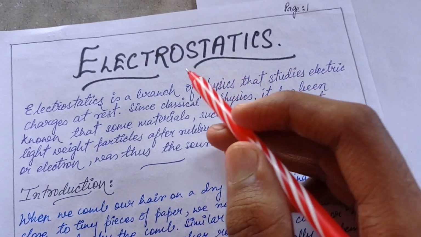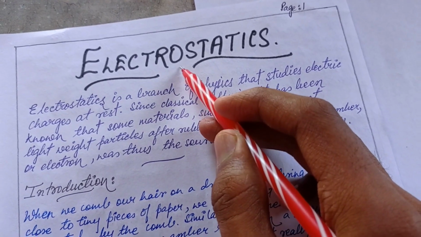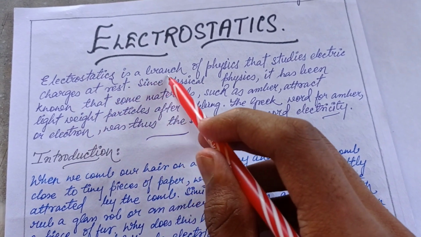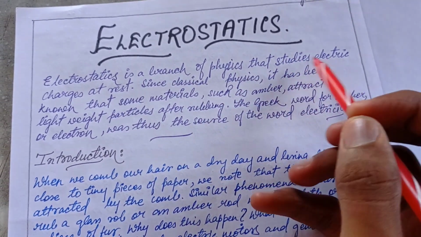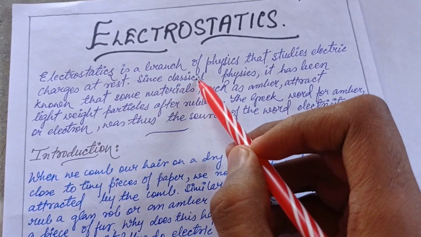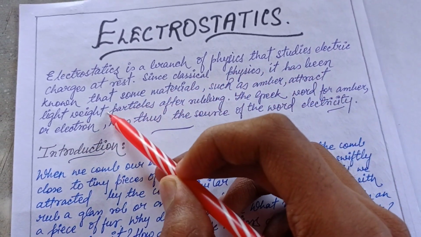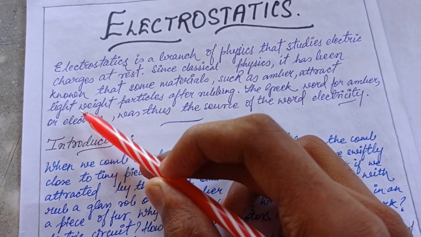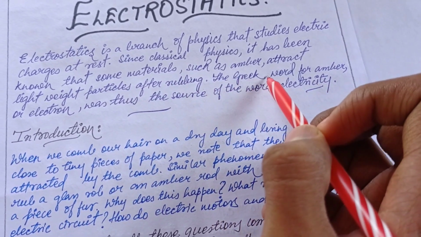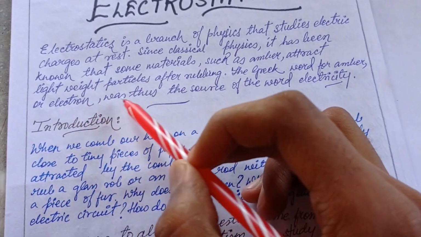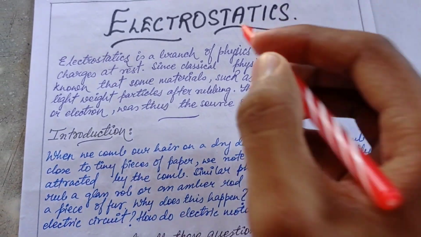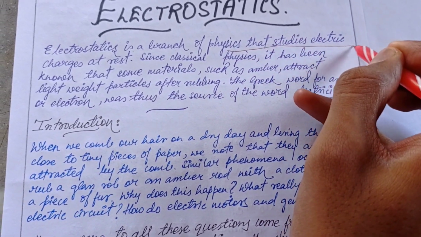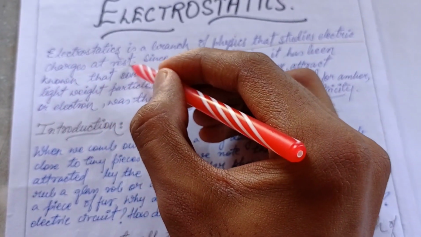Now, what is electrostatics? Electro means electric, and statics means rest. So, electrostatics is a branch of physics that studies electric charges at rest. Since classical physics, it has been known that some materials, such as amber, attract lightweight particles after rubbing. The Greek word for amber, electron, was thus the source of the word electricity. So here we get our point: electrostatics is the branch of physics that studies electric charges at rest.